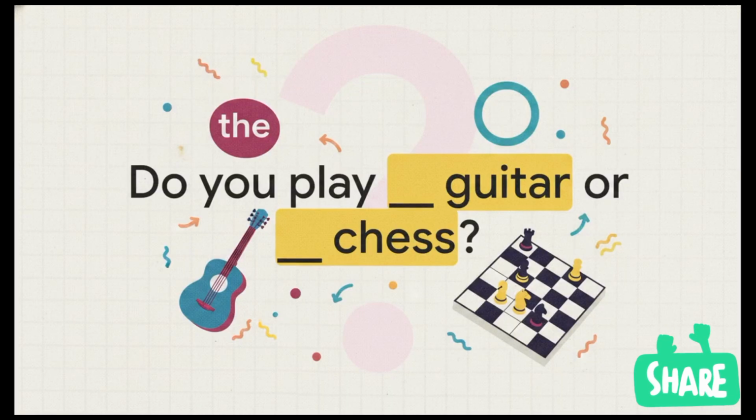So let's put this into practice right now. I've got a mini pop quiz for you right from the practice exercises in our source material. How would you fill in these blanks? Do you play blank guitar or blank chess? Think back to the rules we literally just covered. Musical instruments always take the, while sports and games take the zero article. So it's, do you play the guitar or chess?